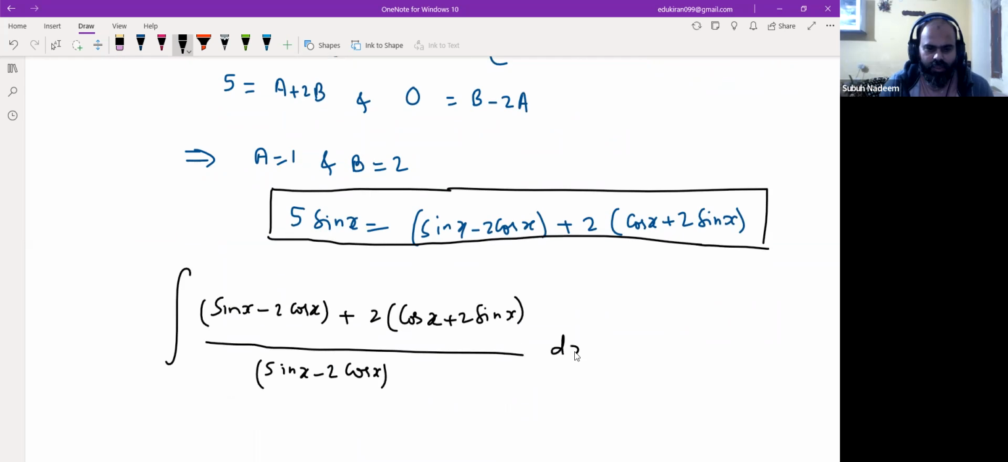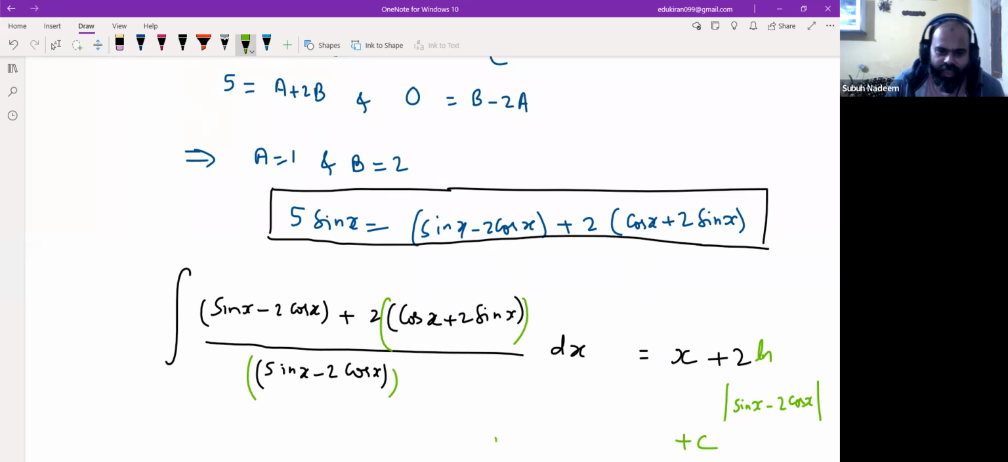dx. Now this and this will be separately written, and it will be 1. Its integration will be x. And another one, plus 2. And as you can see, this part is the derivative of this. That is what we took. So if you take the denominator as u, the numerator will be du. That is, the integration will be log of mod u, which is sin x minus 2 cos x, and then plus c. This will be your answer.